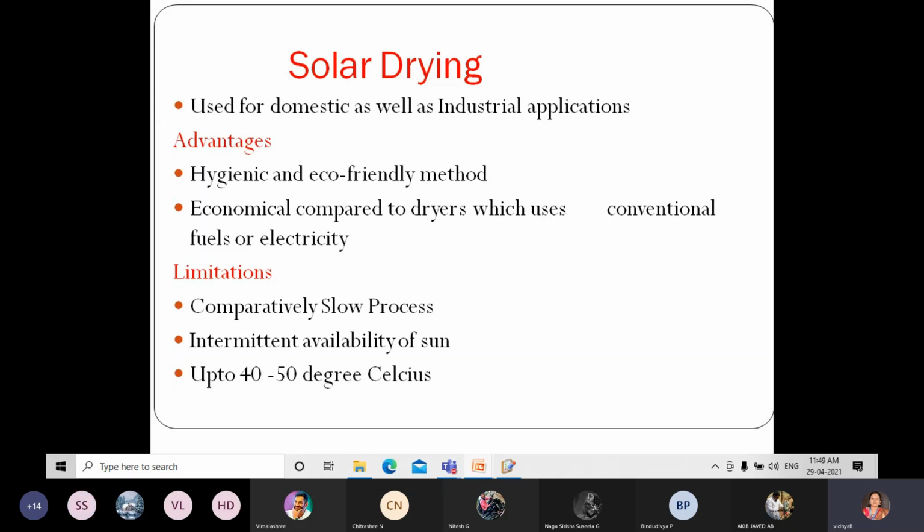What about the intermittent availability of the sun? The sun will be available in the morning times. And the temperature is up to 40 to 50 degrees Celsius.